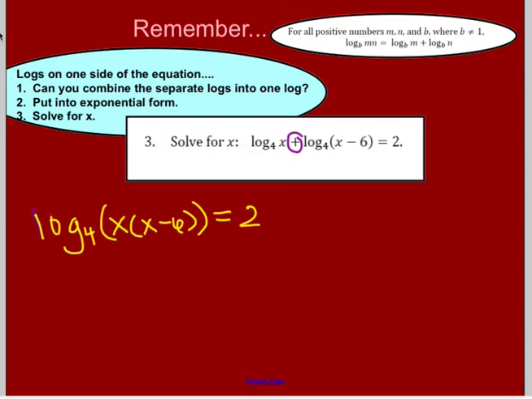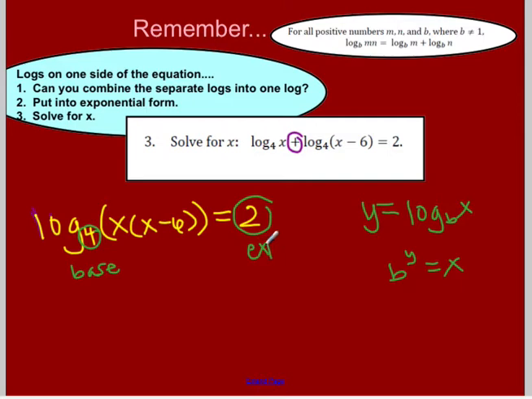Okay. Now I'm just going to put it in exponential form. Remember my rules from last notes. It was log base b of x equals y. I could rewrite this as b to the y is equal to x. So now I'm going to put it into exponential form using that idea. Here is my base. This piece over here is my exponent. And it equals what's here. So I'm going to take 4 to the second. So it's really 4 to the second is equal to x times x minus 6. That was what was in the spot of this x here. Okay, so it equals that.